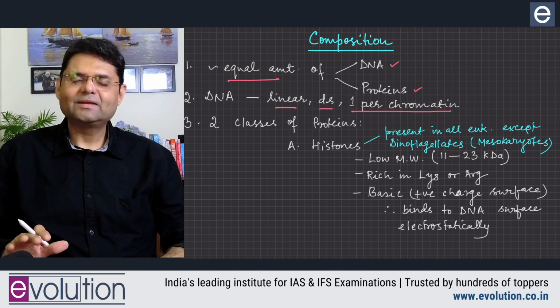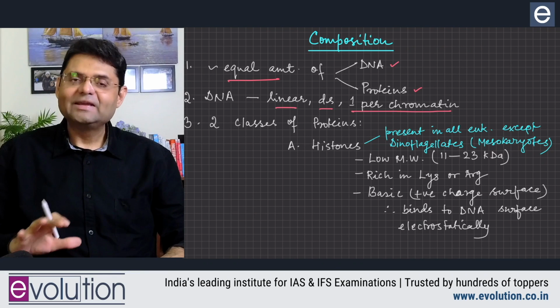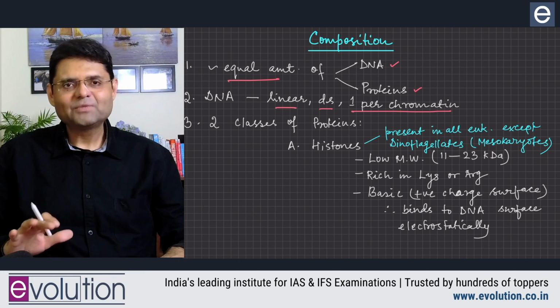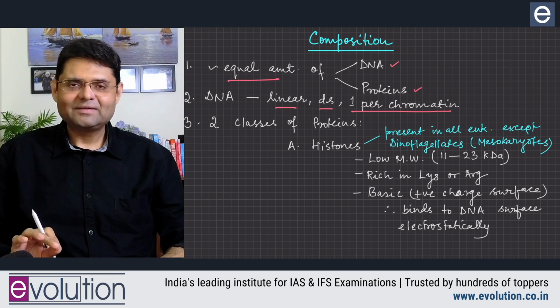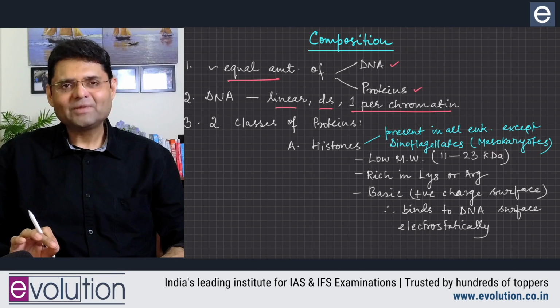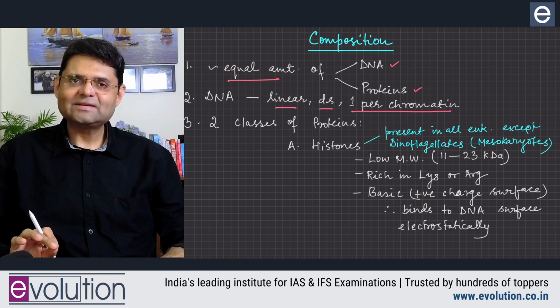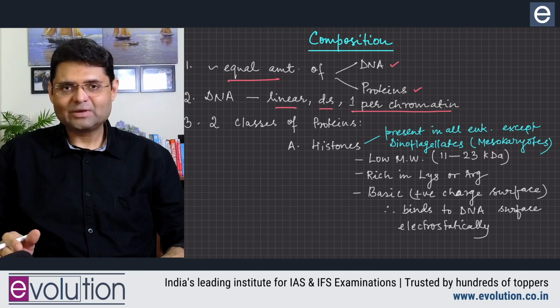That's it. And then there are two classes of proteins. Histones are the major proteins. Histones are present in all eukaryotes except in a group of algae known as dinoflagellates. And for this reason, dinoflagellates have been called mesokaryotes.